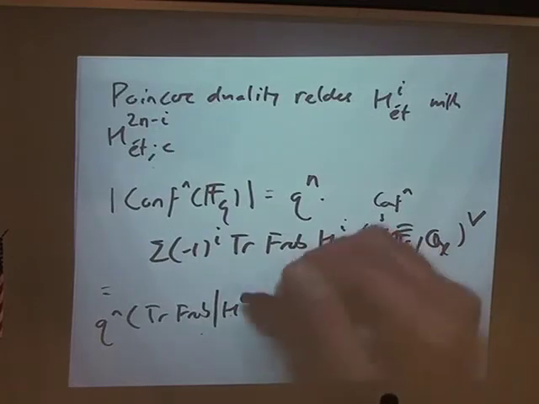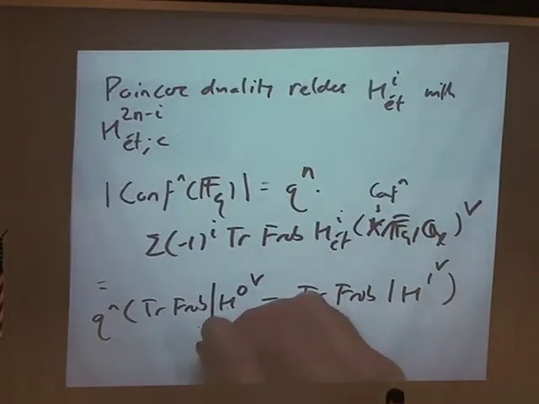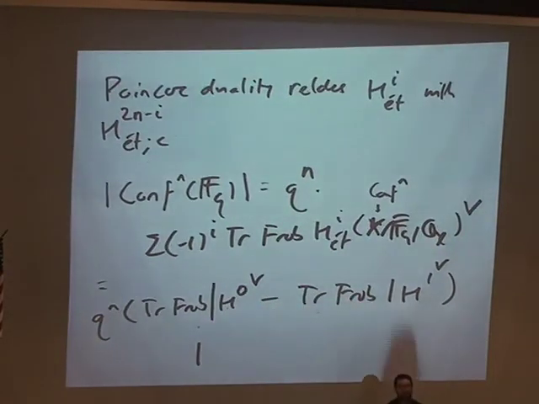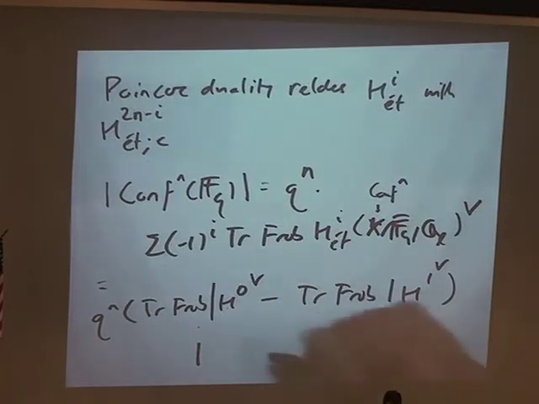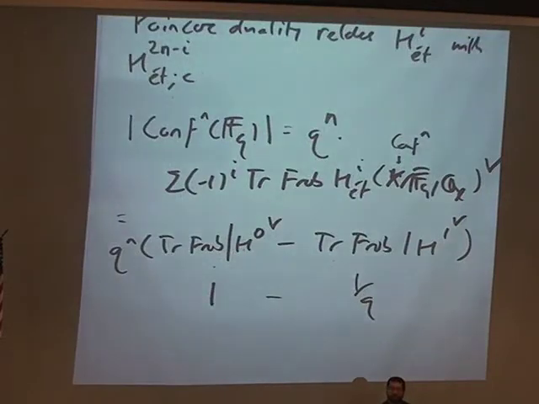and maybe I'll write the duals here. So Frobenius acts trivially on this, so this is 1. And Frobenius acts like q on this H1, so it acts as 1 over q on the dual. So this is 1 over q, and this is the same formula.